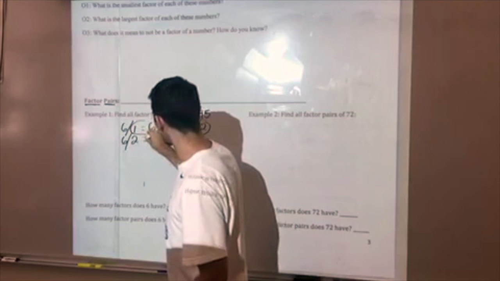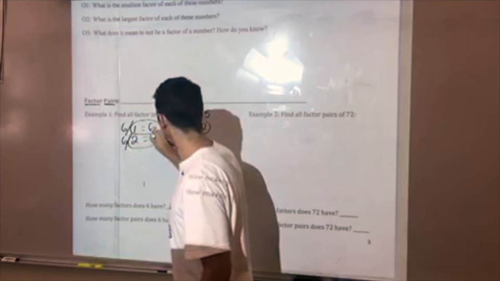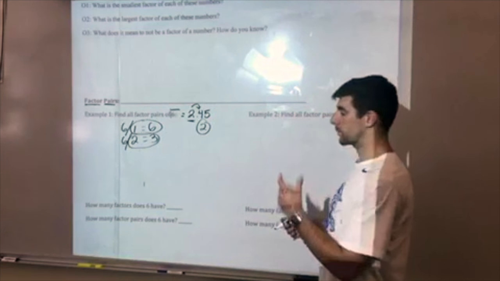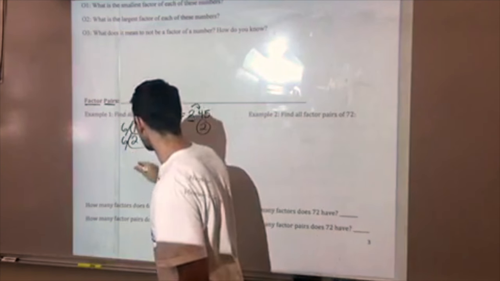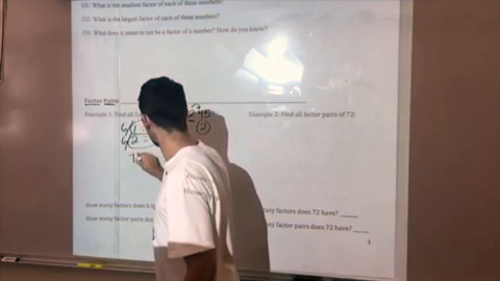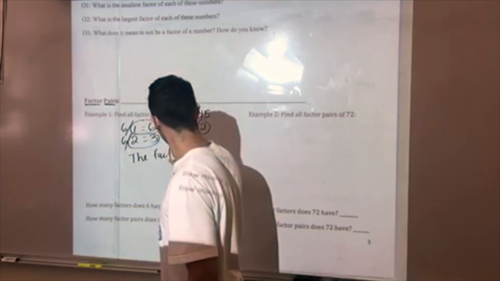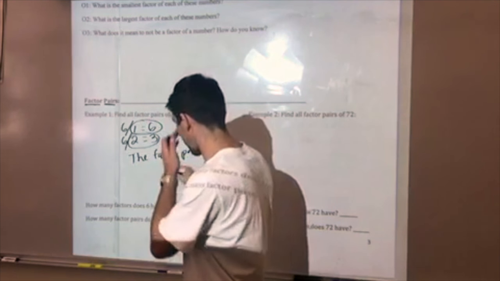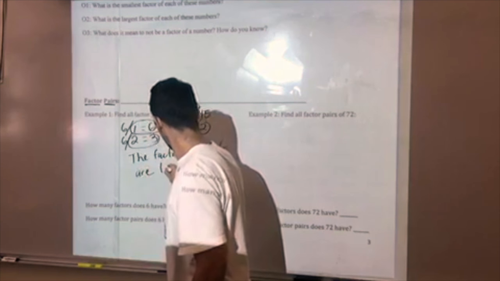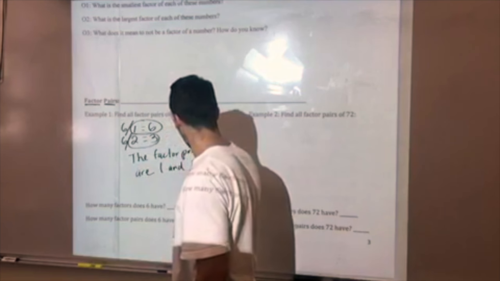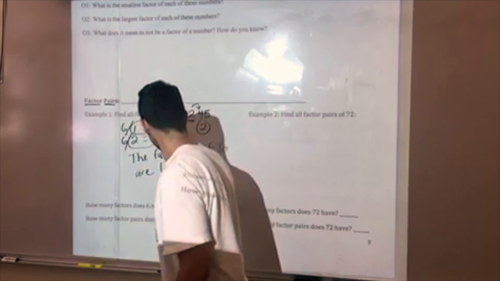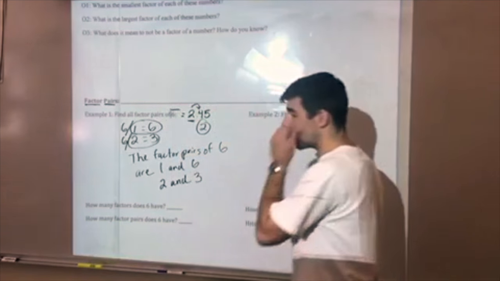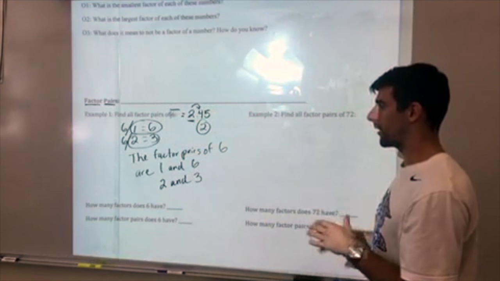And right here, the circle we were already doing, these are your factor pairs. Those are the factor pairs of 6. There are 2 factor pairs. If you're going to write a good answer on a quiz or a test, the factor pairs of 6 are 1 and 6, 2 and 3.